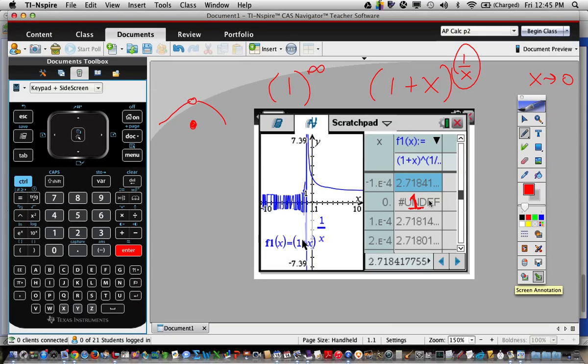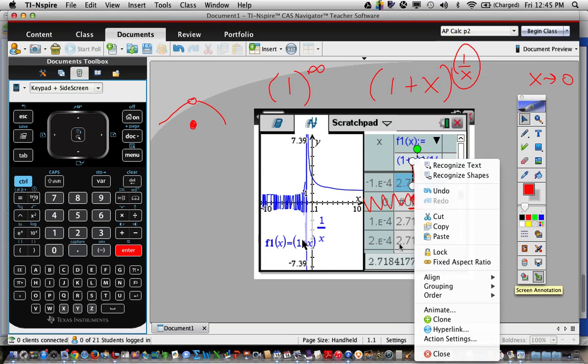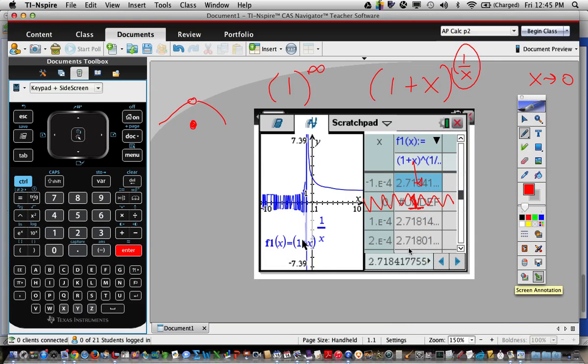But for what you guys need to know about this, it doesn't matter what this is. What are the two sides approaching? They're approaching 2.718. That is the limit.